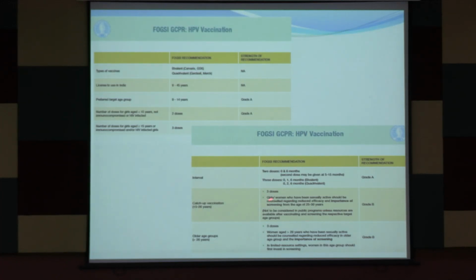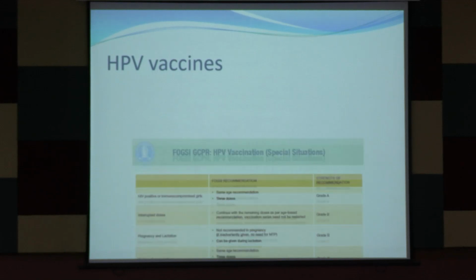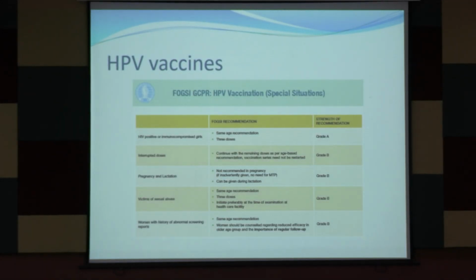So for 15 to 26 years, you are giving 3 doses, at 0, 2 and 6 months if it is Gardasil or Cervavac. The older age group also gets 3 doses. For HIV positive or immunocompromised girls, it's the same recommendation of 3 doses. Alright.